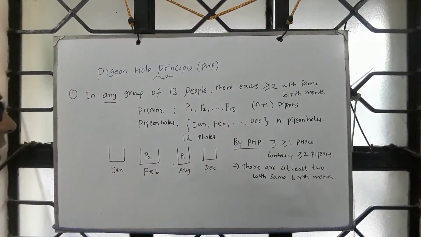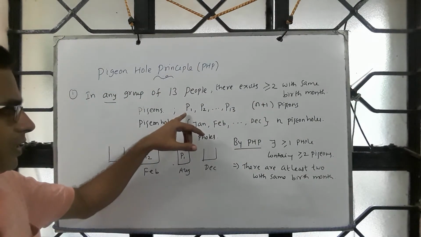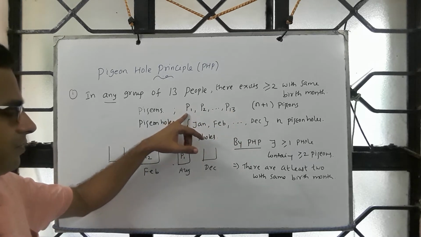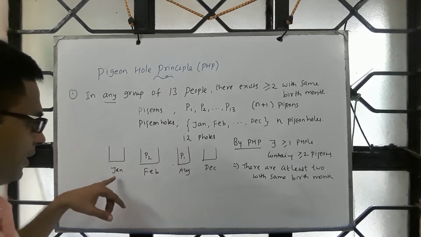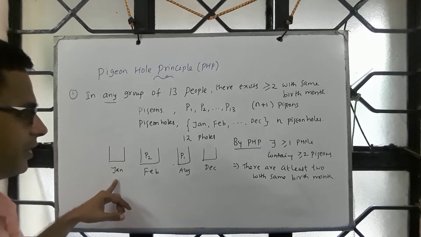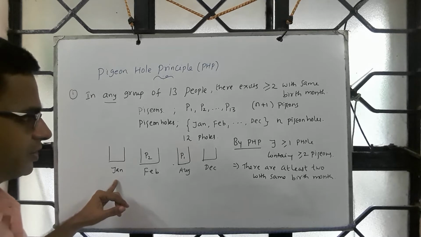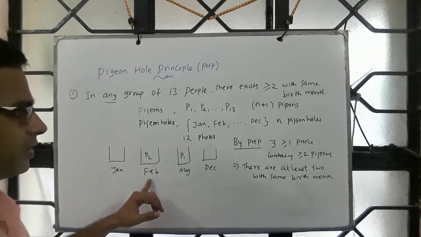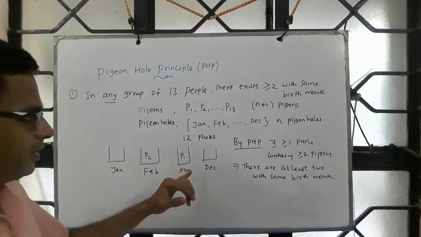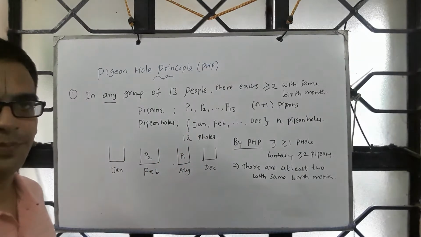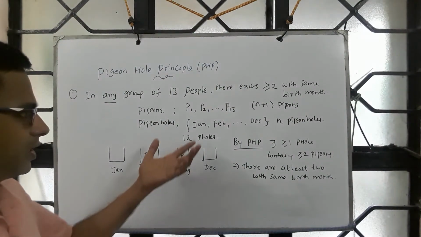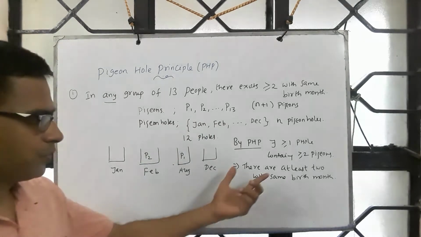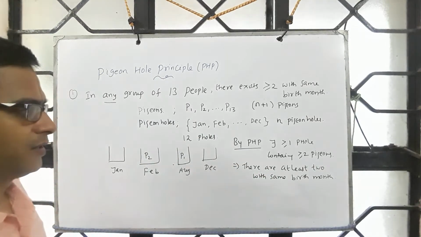So what are we doing? You look at each of these. If the birth month of P1 is January, you place it in the pigeonhole labeled January. If it is February, then you place it in that. So look at the label and place each person appropriately. And now there are 13 people and 12 pigeonholes. By PHP, you will find at least one with 2 pigeons.